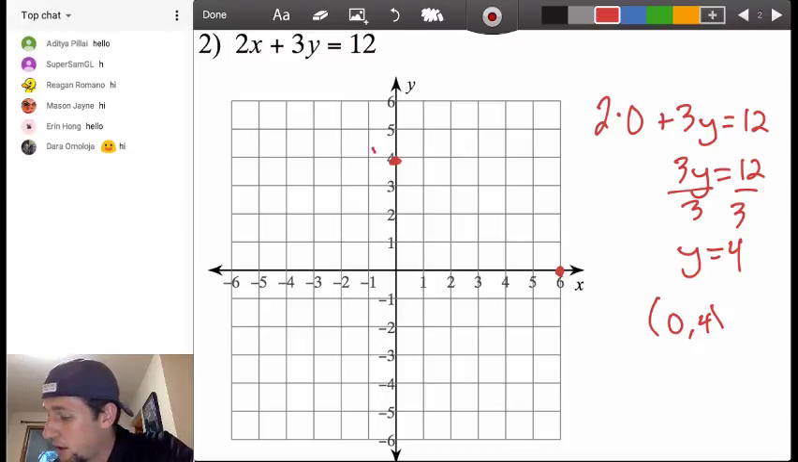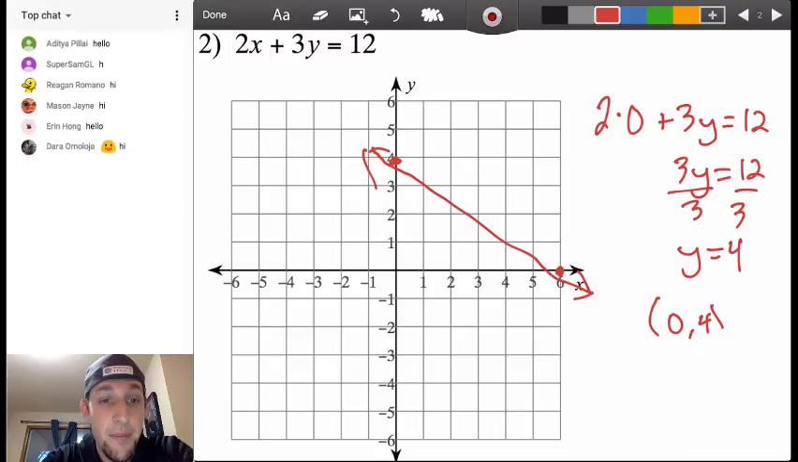If I wanted to find a third point to confirm, I could. Well, that was an unfortunate line. Sorry about that. Having a little bit of trouble drawing lines on the iPad.